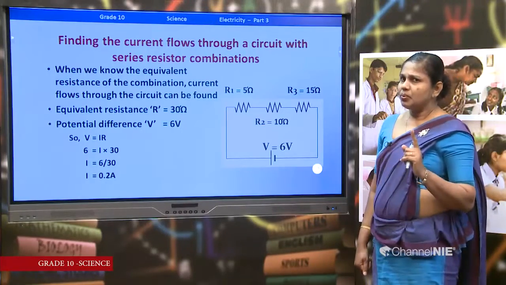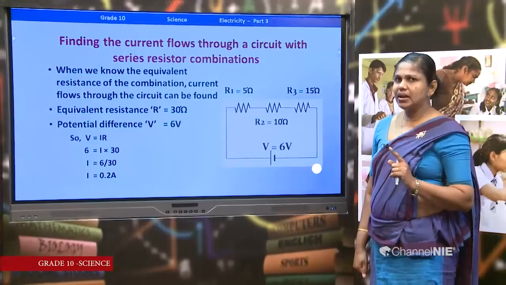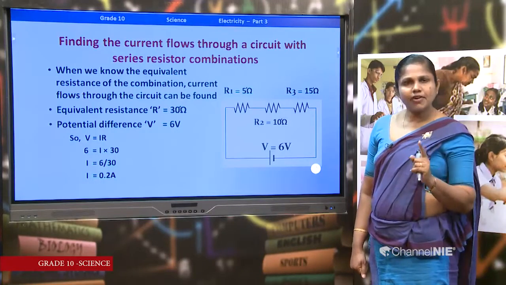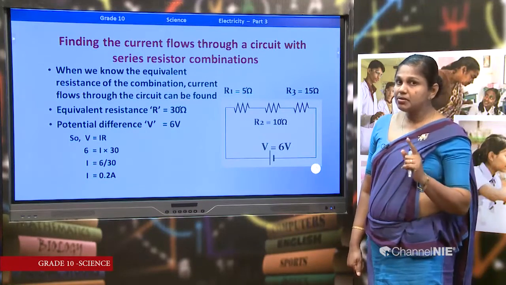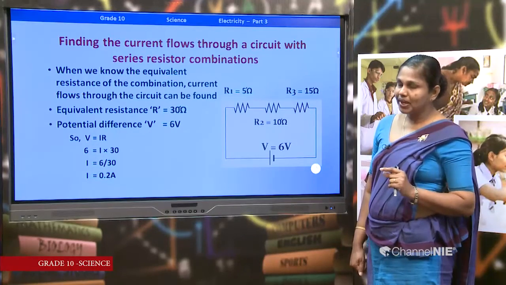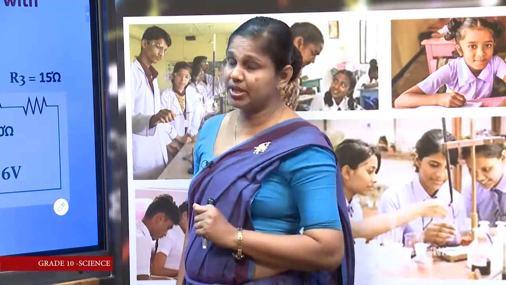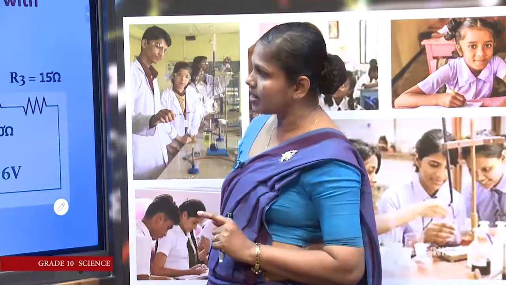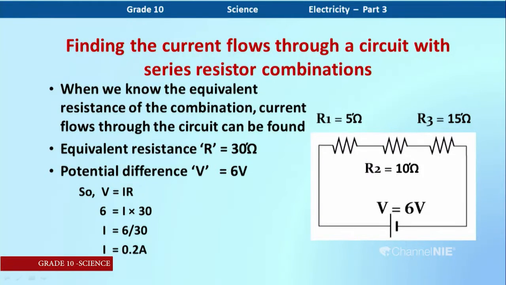Children, when there are many resistors combined in series like this, we can calculate the current flowing through the circuit too. The total current flowing through the circuit can be found like this. Let me explain. Say, children, here we have already found the equivalent resistance of this particular circuit, right? What is the equivalent resistance? 5 plus 10 plus 15. We got the answer as 30 ohms.